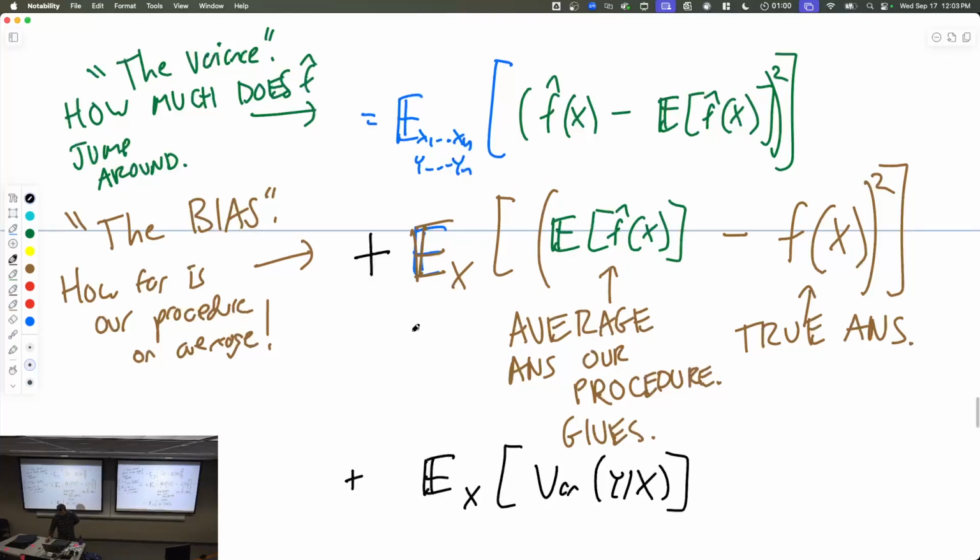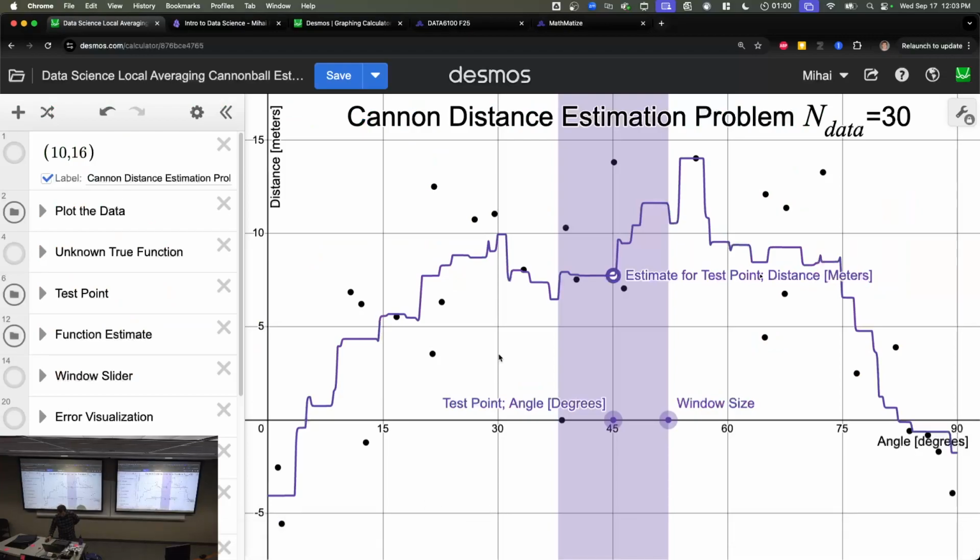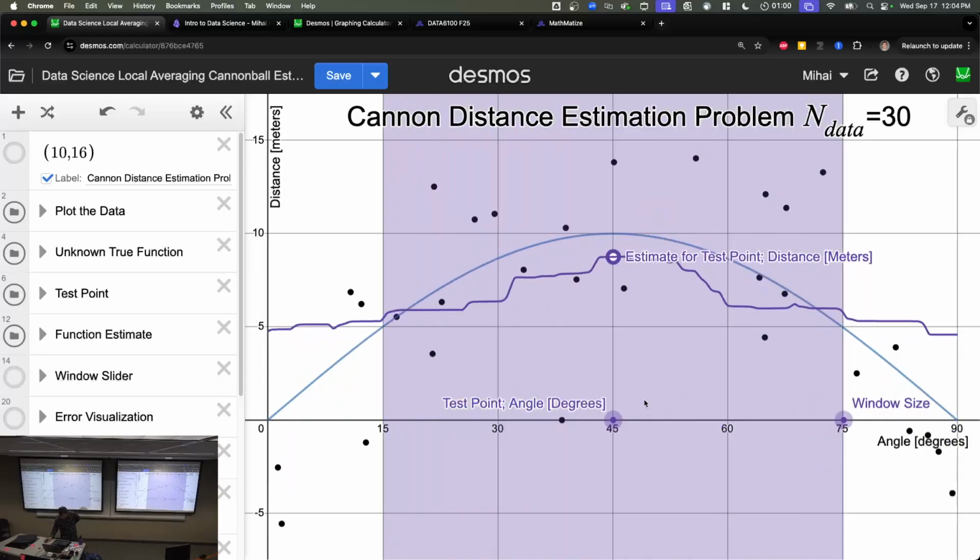Okay, so the key thing in our problem is to understand that most people saw this was an underestimate. So let me put this guy back. As you make the window size bigger, it's an underestimate, and you should be able to intuitively see why it's an underestimate.